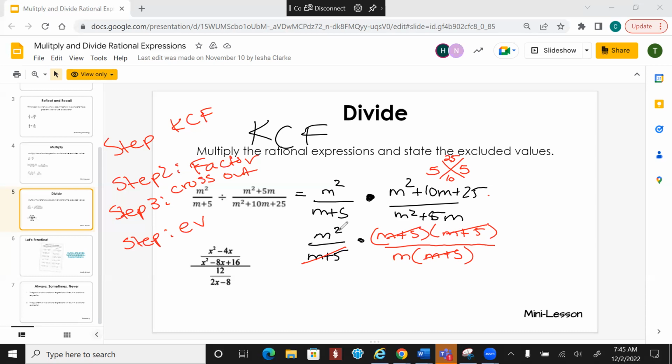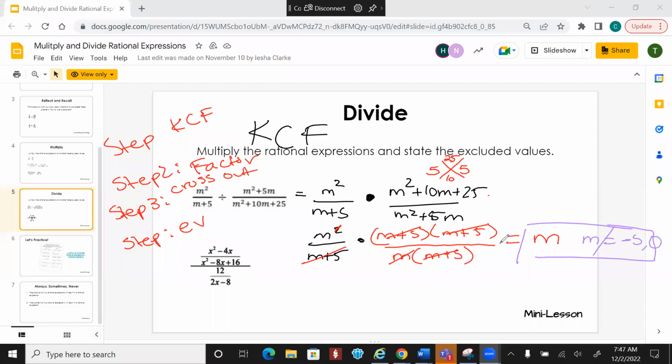And we have an m squared in the top and an m in the bottom. So we can cancel one of these from the top and one from the bottom. So what are we left with? Just m. Look at how we started with this mess and we just got m at the end. Now for the excluded values, we're going to say that m cannot equal, and anything we crossed out, it can't equal. So that m plus 5, that's going to switch to a negative 5. That m that we also canceled out, that's going to be 0. This is our final answer.